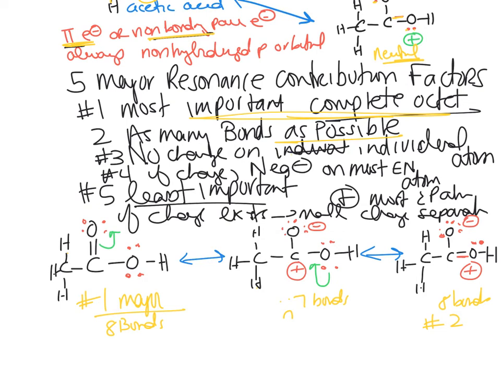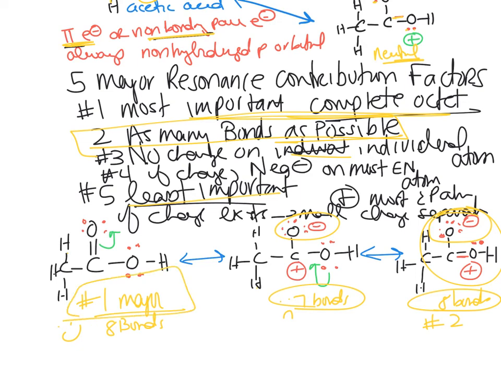No charge on individual atoms. So that one's good. This is no charge on individual atoms. These both have charges. If you have to have a charge, you want the negative on the most electronegative. You see, you got that here, oxygen. And you have your positive on the most positive. Least important, if the charge exists, have small charge separation. This is actually less charge separation than this one here, but because number 2, as many bonds as possible, 8 bonds wins over 7 bonds. So this is number 1, this is number 2, and this would be number 3.